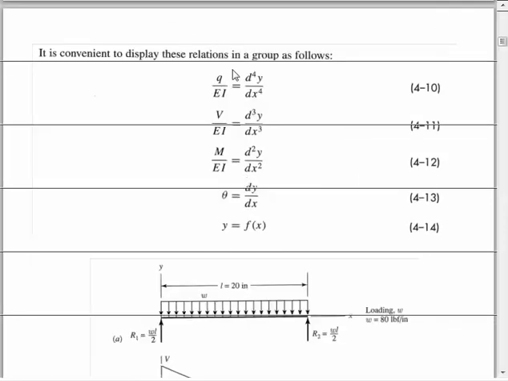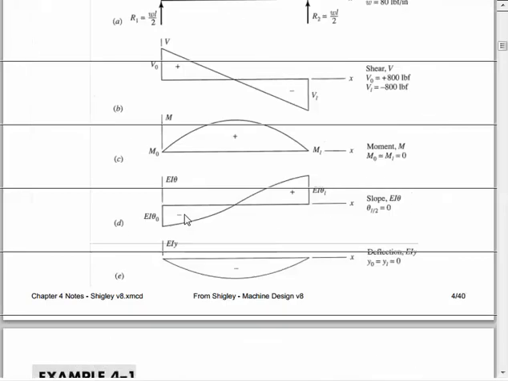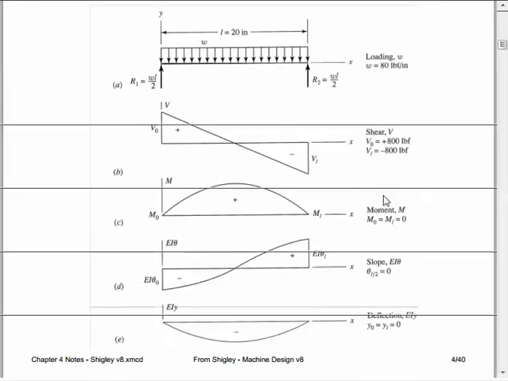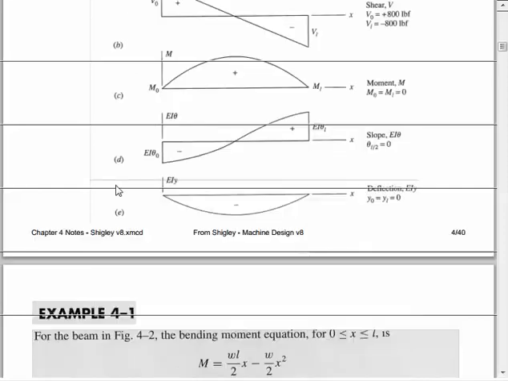the key equations that we would work with. Loading being a fourth derivative of the shape, shear a third derivative, moment is related to the second derivative of the shape, slope is the first derivative of the shape, and y is the shape. And so we have drawn shear, moment, slope, and deflection diagrams in the pass-through strength of materials.